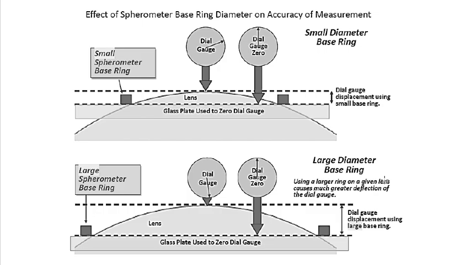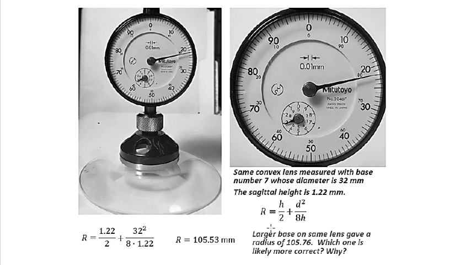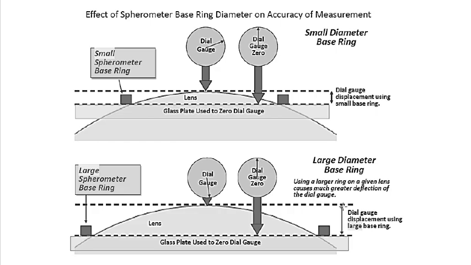Okay, so since we're trying to design, between the two bases, is the smaller one better or the larger one better? Let's see how we are going to determine that. The very first thing you have to know is here is your small spherometer base ring, with a smaller diameter, of course, and your dial gauge displacement we measure. So dial gauge 0 is the starting point, and then your end point is, of course, the height of your lens. So we're on the convex lens.